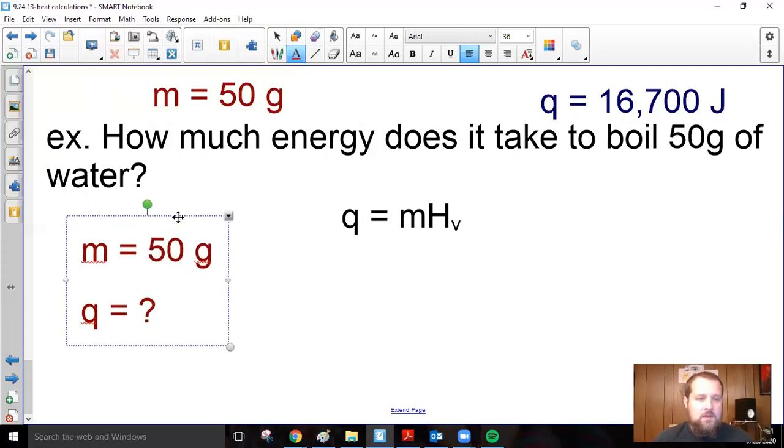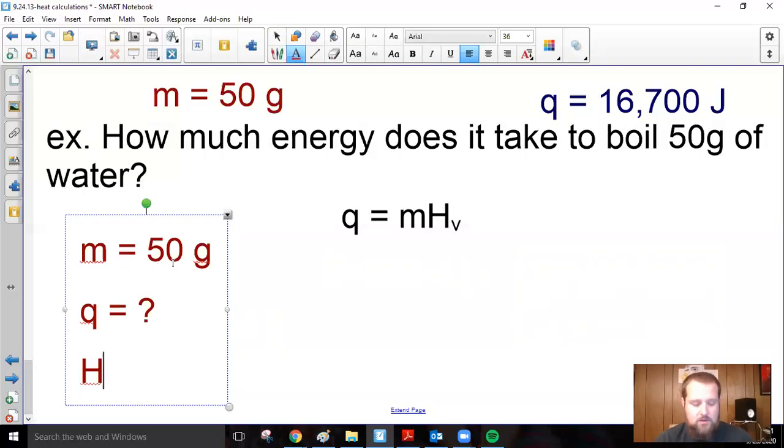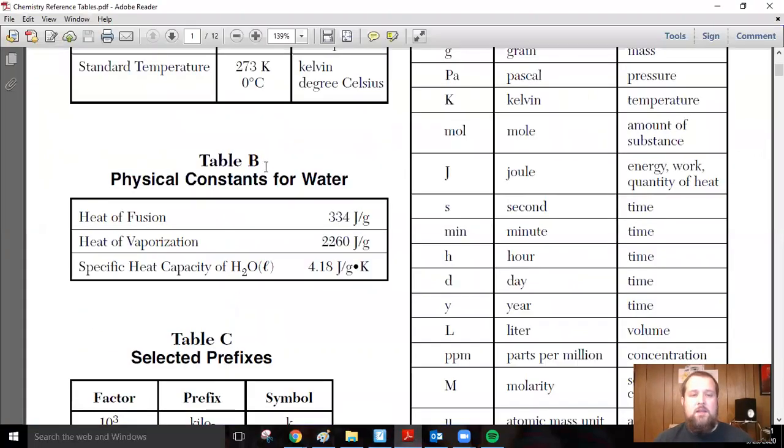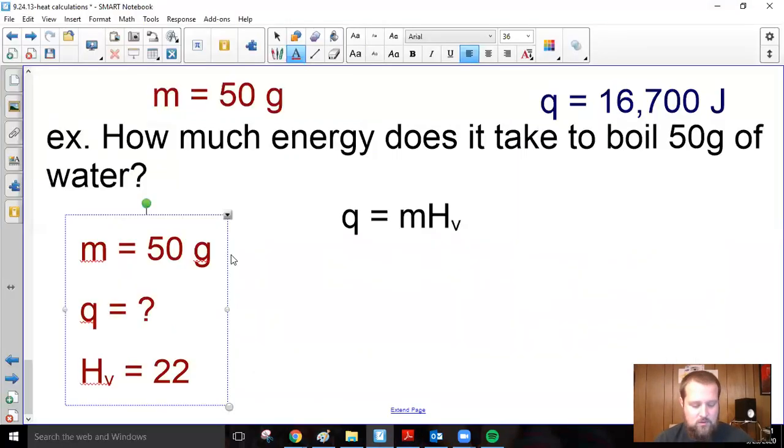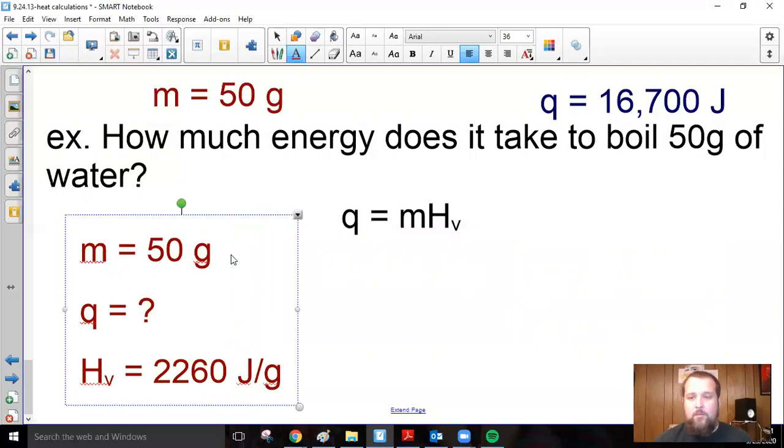Then this time, instead of needing the heat of fusion, we need the heat of vaporization. And once again, since we're talking about water, we just look at our reference table, table B, and now the heat of vaporization, HV, H sub V, that's 2,260 joules for every gram of water. Then we plug our numbers in and we solve.